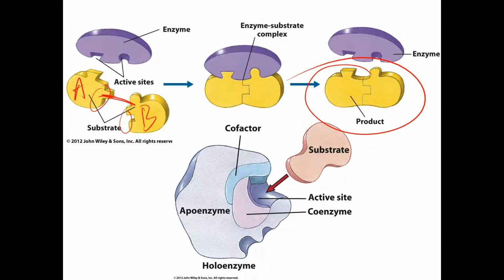Notice that when your substrates bind, the enzyme changes its shape. The enzyme will actually wrap itself around and conform around its substrate molecules. What it's doing is bringing the chemical groups of these respective molecules, A and B, in close enough proximity and orientation that they can interact, so you can form your new product.